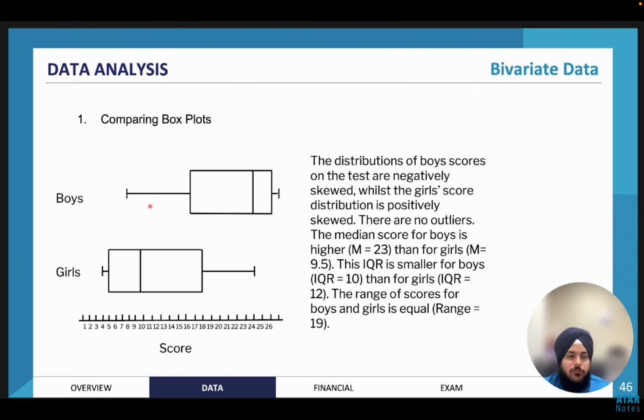Whereas for the girls, it is positively skewed. Basically, you're just describing the shapes and comparing them. Then you need to talk about the outliers. Even if there are no outliers, you still need to mention that there are no outliers. Seriously, a lot of people forget this when there are no outliers, they just don't mention it at all.